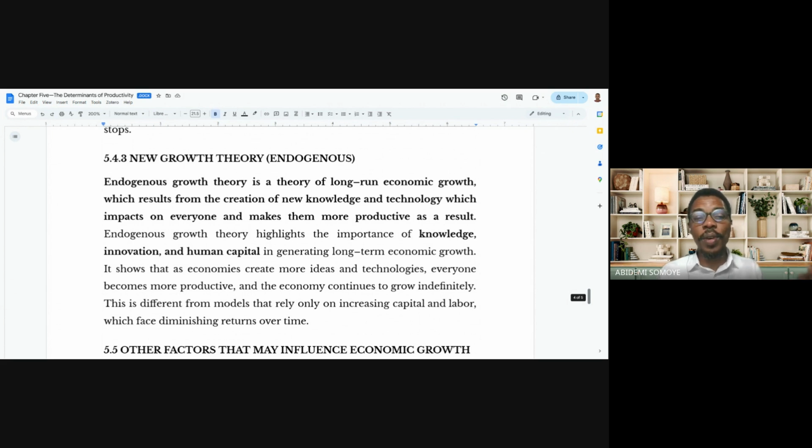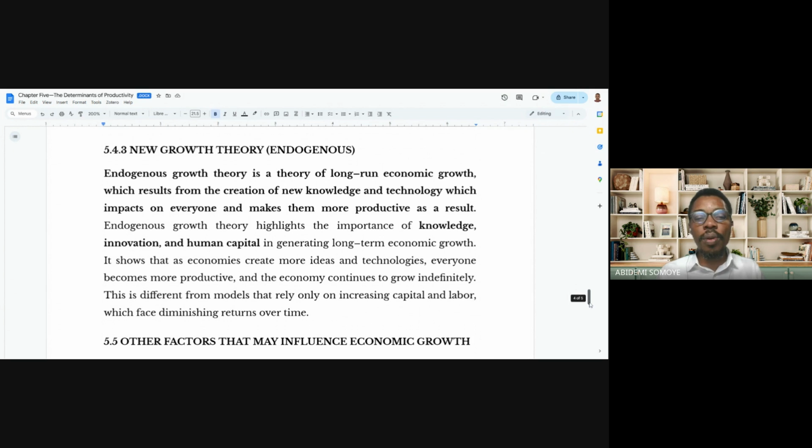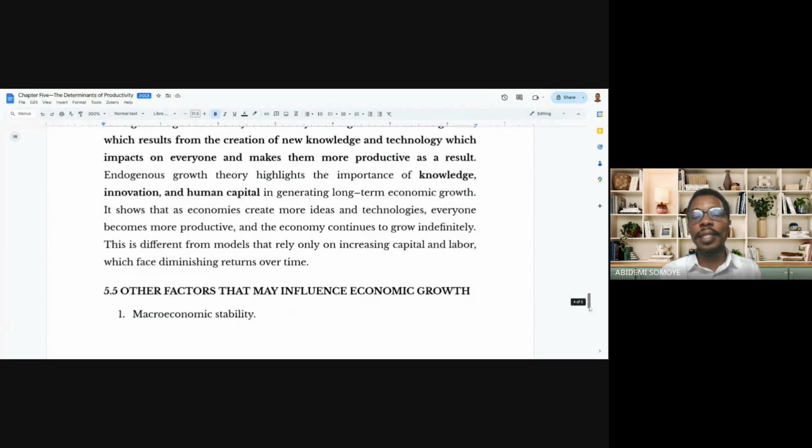So endogenous growth theory highlights the importance of knowledge, innovation, and human capital in generating long-term economic growth. It shows that as economies create more ideas and technologies, everyone becomes more productive and the economy continues to grow indefinitely. This is different from models that rely on increasing capital and labor, which face diminishing returns over time. You see, I just mentioned.